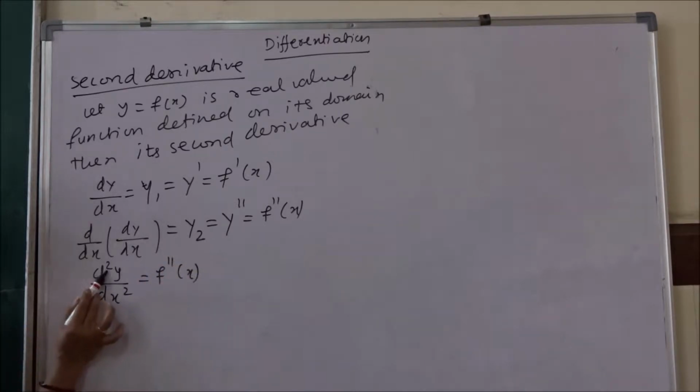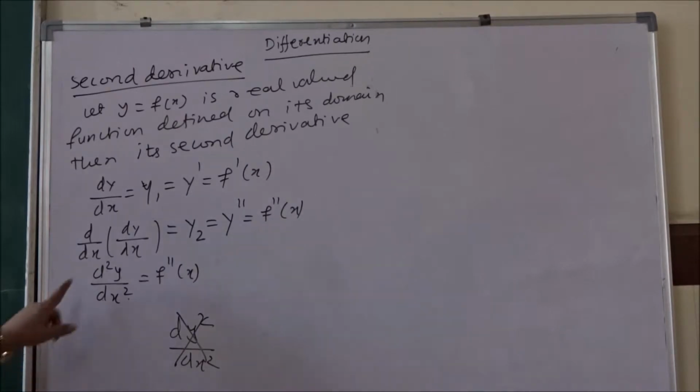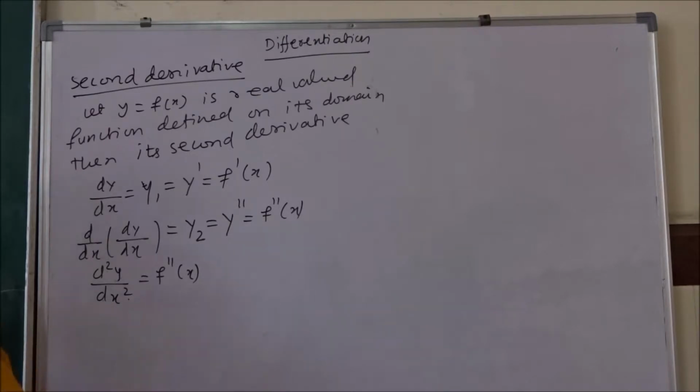It means we are differentiating the second time with respect to x, and that is denoted by d square y by dx square. If you write dy square dx square, it has no meaning. Try to understand: we are differentiating y with respect to x a second time. Okay, fine. Now let us take some examples for this second derivative.